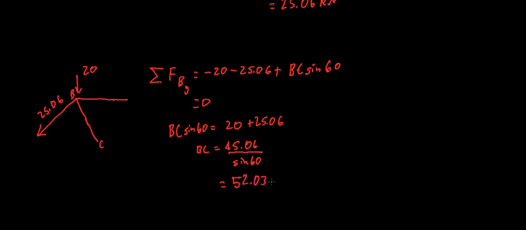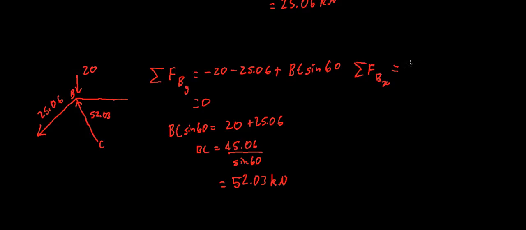52.03 kilonewtons. So this is 52.03. Now let's try FB. Sum of forces at B in the x-axis, FXB or FBX, doesn't matter really, this is just my naming, is equal to, let's see, all our forces in the x. So we have an x component from this BC, we have an x component from 25.06. This upwards external force doesn't have a horizontal component, but this does.